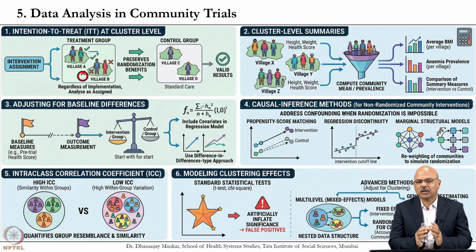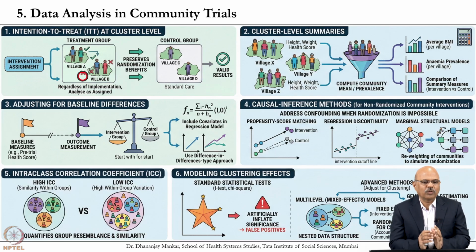It is addressing the confounding when randomization is impossible. So propensity score matching, where interventions and controls are compared, versus regression discontinuity and marginal structural models. These are very important to take ahead for causal inference methods, and this is taken as non-randomized community interventions.